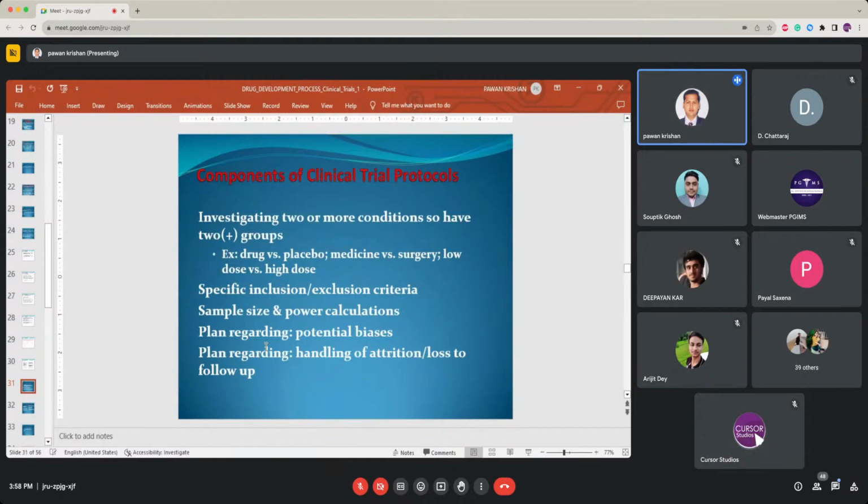And then also there should be a plan or a mechanism to handle attrition. Attrition means loss of follow-up. Suppose you want to carry out a clinical study on 200 patients or 300 patients, and 30 or 40 are lost at the follow-up. So it will lead to a loss of study, and the study cannot be completed. So there should be a mechanism to cover the loss of follow-up, there should be some extra recruitment.